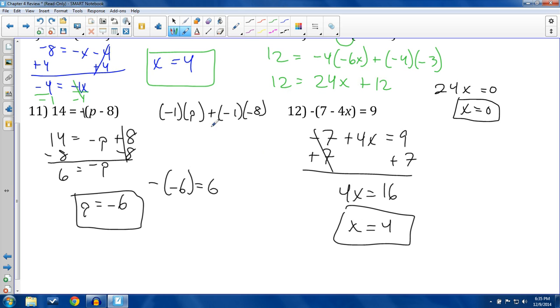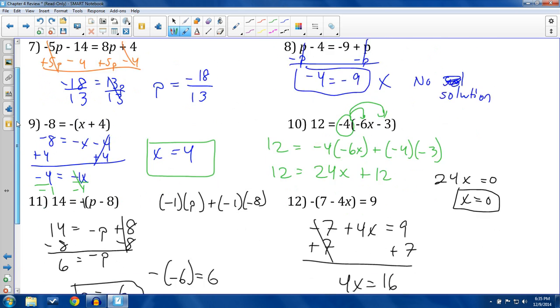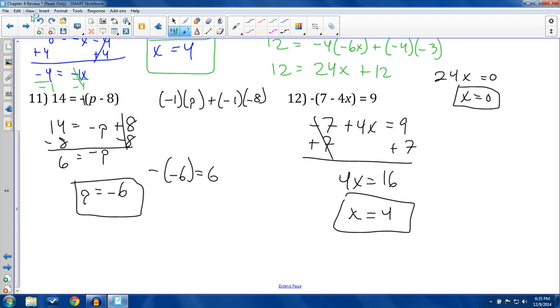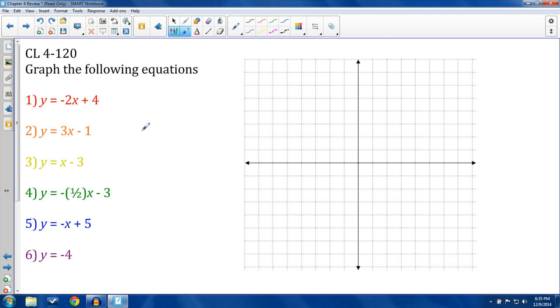So some of these problems weren't necessarily too complex or anything. They were pretty good. And I gave you 12 solving equations problems plus a few before that. I gave you a whole lot. Okay, graph the following equations. One second. Get some more water.